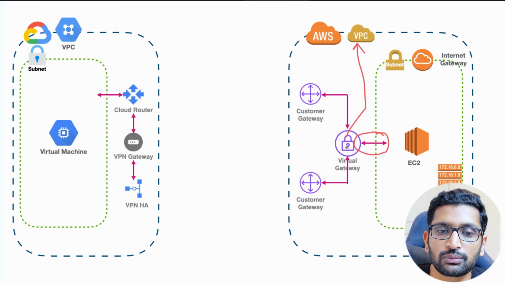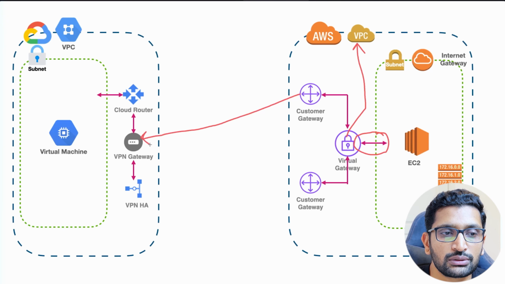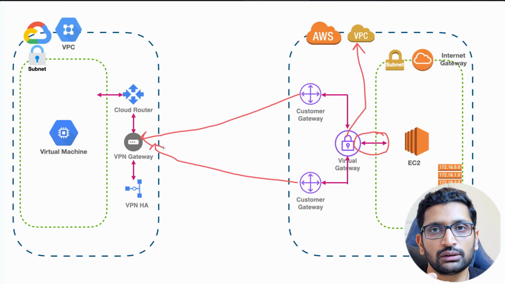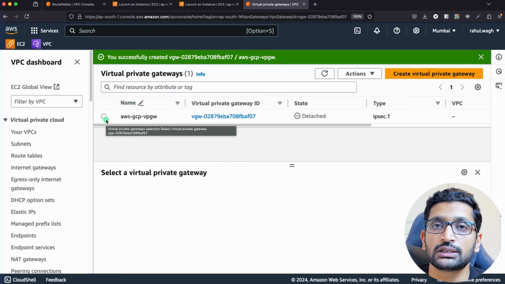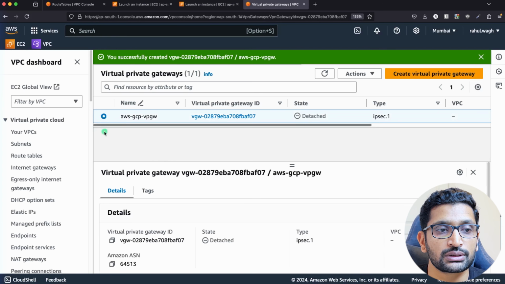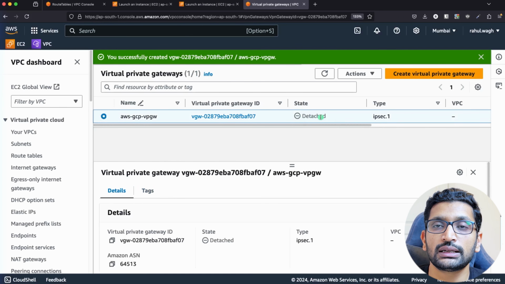So this virtual private gateway needs to be connected to this particular VPC, and this customer gateway is already attached to this particular interface IP which we got. So this is how we are trying to connect everything between Google Cloud and the AWS side. Alright, so now my VPN gateway has been created on the AWS side. Select this one, and here you can see the status is detached.